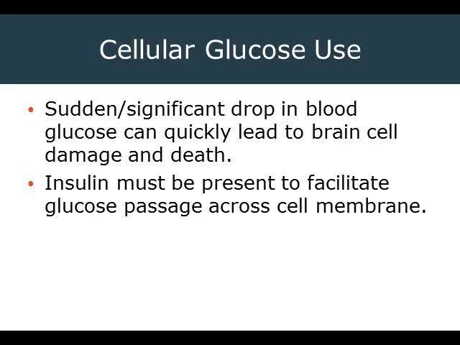So a sudden or significant drop in blood glucose can quickly lead to brain cell damage and death. Insulin must be present to facilitate glucose passage across the cell membrane, with few exceptions. The nervous system actually is one of those exceptions, in which there really just has to be some sugar present in order for it to get into the system. It doesn't rely as much on the insulin.